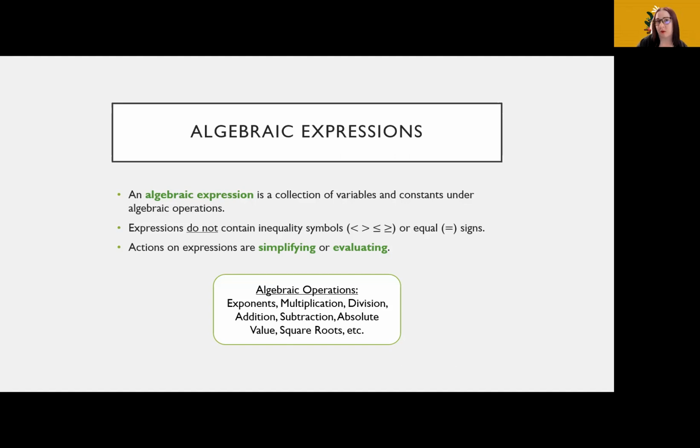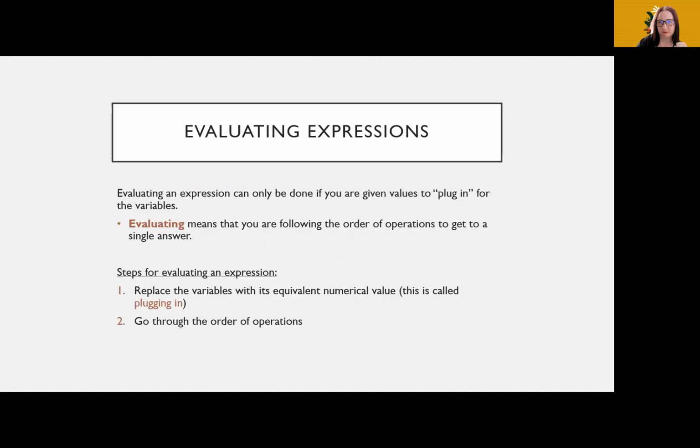Things we can do on expressions, the actions, what we do to them, are simplifying or evaluating. So I am focusing on evaluating expressions. Evaluating an expression is only done if you are given values to plug in for the variables. And so you need numbers to replace the variables with so that you can do some math. Evaluating basically means that you are following the order of operations to get a single answer. You are not solving, you're getting a number.